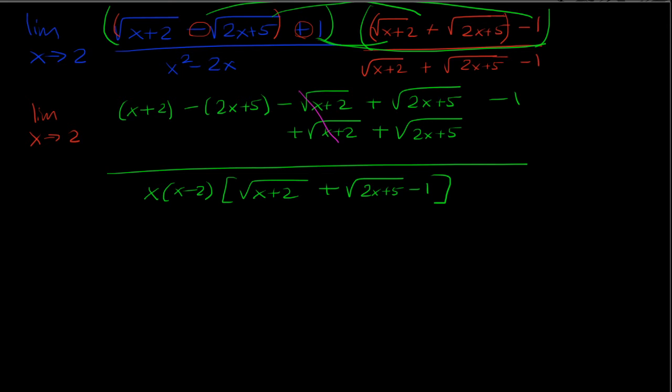These square roots are going to cancel. I have x minus 2x is negative x. 2 minus 5 is negative 3. I have a negative 1 here, so negative 3 is going to turn into negative 4. And here I have two copies of square root 2x plus 5. So there's going to be two of those. And the denominator is going to be the same, so we're not going to change that. So let's just rewrite this.